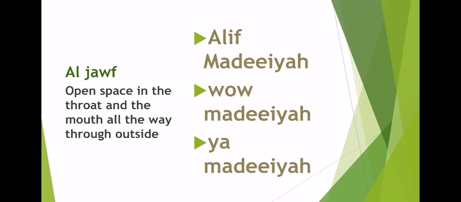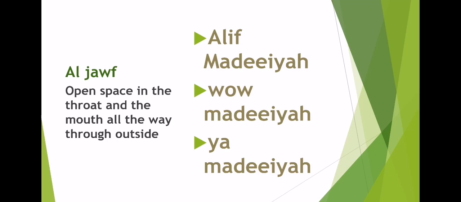What is al-jawf? Al-jawf is the open space from the mouth to the throat, which extends all the way to the outside. This part is very important, it helps in the direction of the sound. It is the thing that helps to get the Arabic accent. We will discuss that in detail. So which are the letters that are produced from the al-jawf?